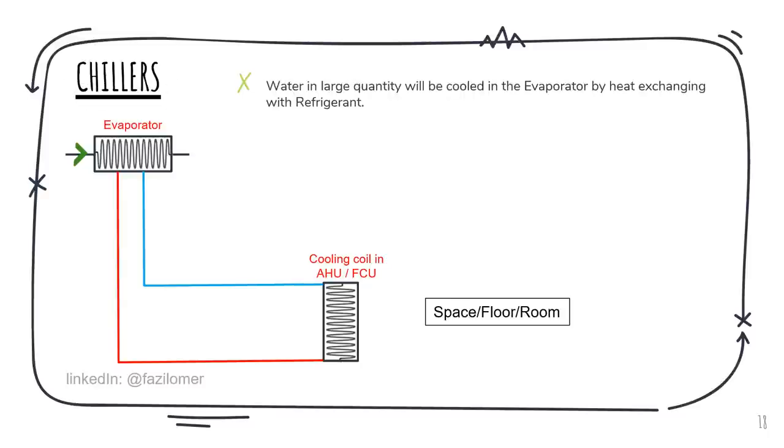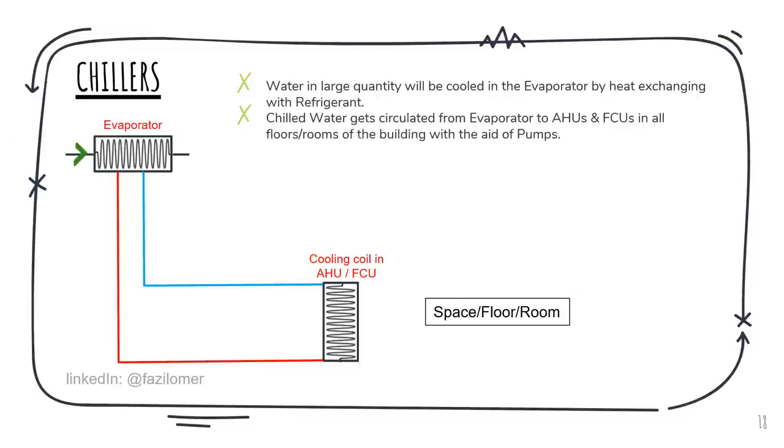Water, in large quantity, will be cooled in the evaporator by heat exchanging with the refrigerant. Chilled water thus produced will get circulated from the evaporator to air handling units and fan coil units in all floors or rooms of the building, with the aid of pumps.